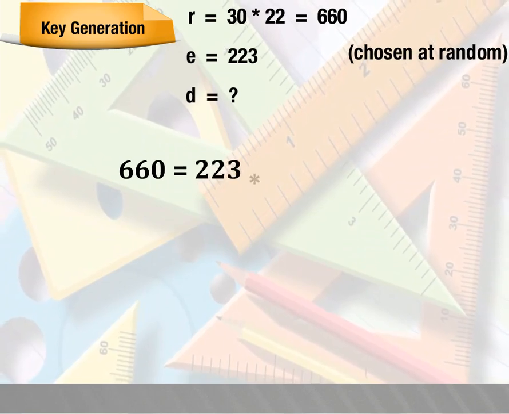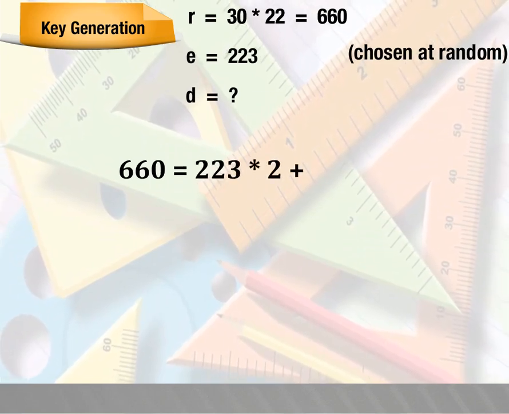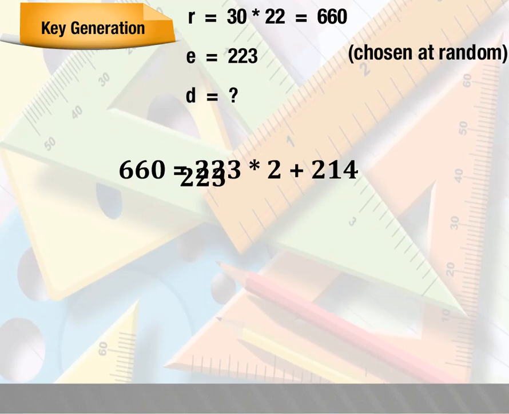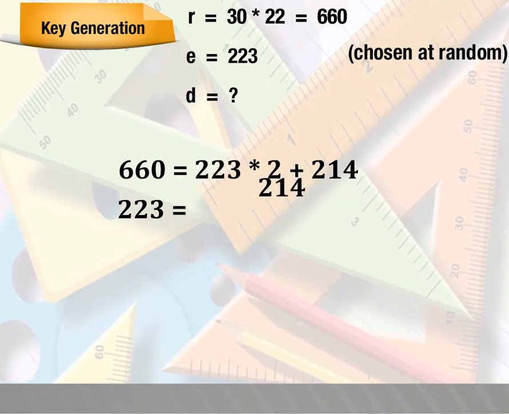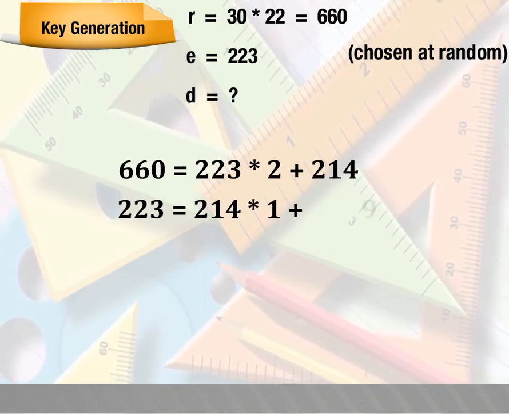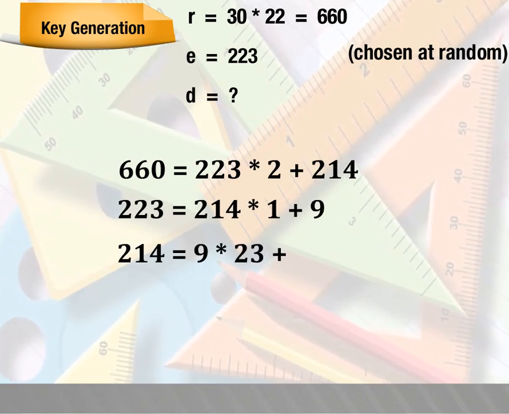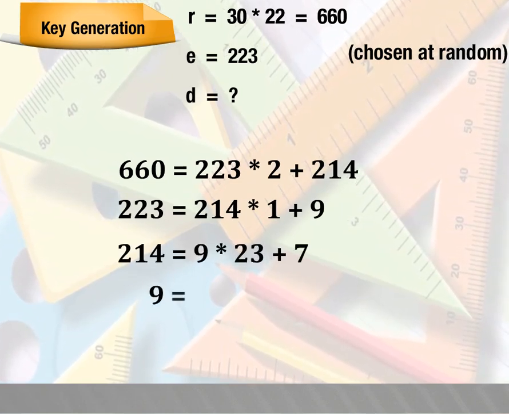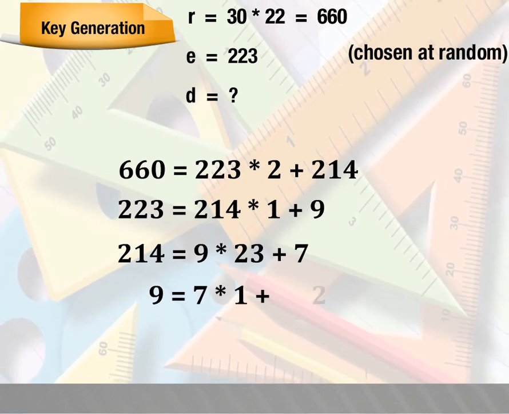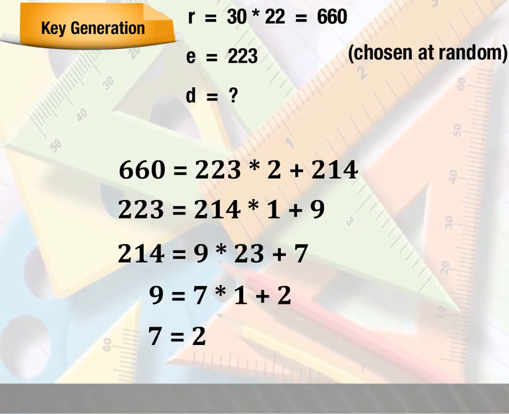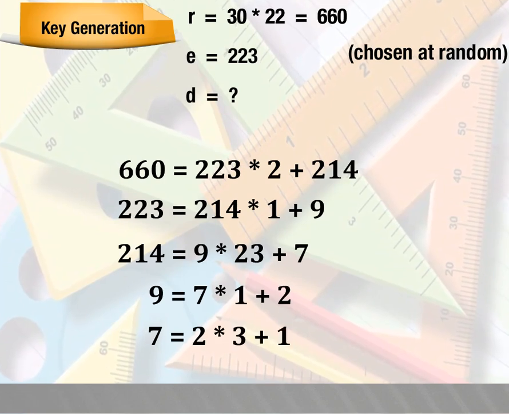660 is equal to 223 into 2 plus 214. 223 is equal to 214 into 1 plus 9. 214 is equal to 9 into 23 plus 7. 9 is equal to 7 into 1 plus 2. 7 is equal to 2 into 3 plus 1.